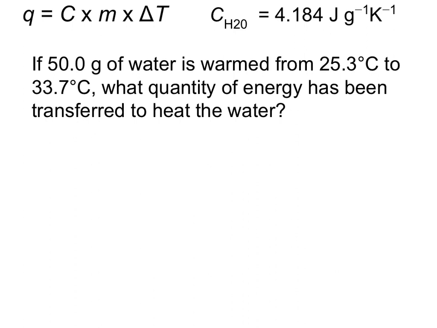So here, we want to find what quantity of heat has been transferred in order to heat 50 grams of water from 25.3 degrees C to 33.7 degrees C. And so we're going to use our specific heat equation, Q equals MC delta T. We know our mass at 50.0 grams. We are given our specific heat, 4.184 joules per gram per Kelvin.